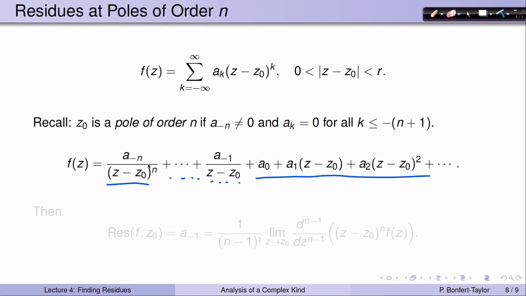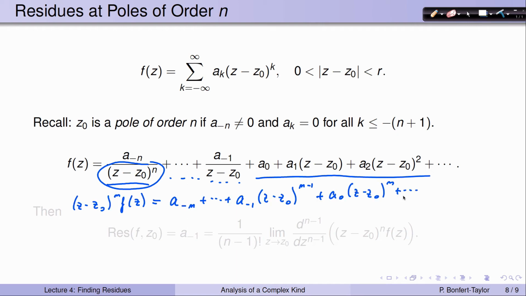We're going to multiply through by (z minus z0) to the n, and if I do that, I'm left with a minus n plus a minus n plus 1 times (z minus z0), all the way through a minus 1 times (z minus z0) to the n minus 1, plus a0 times (z minus z0) to the n, and so forth.